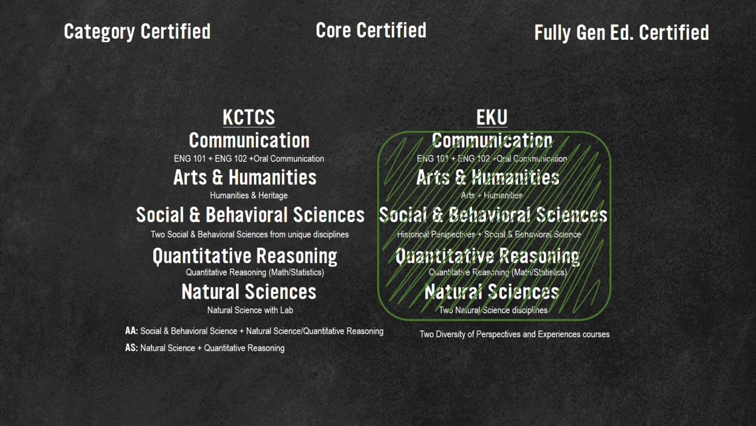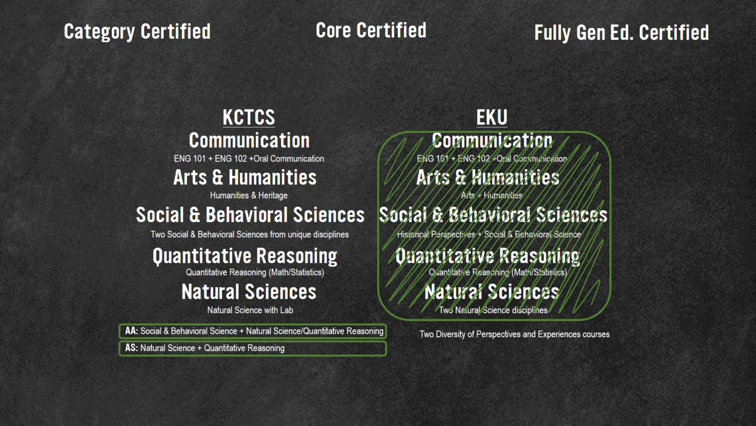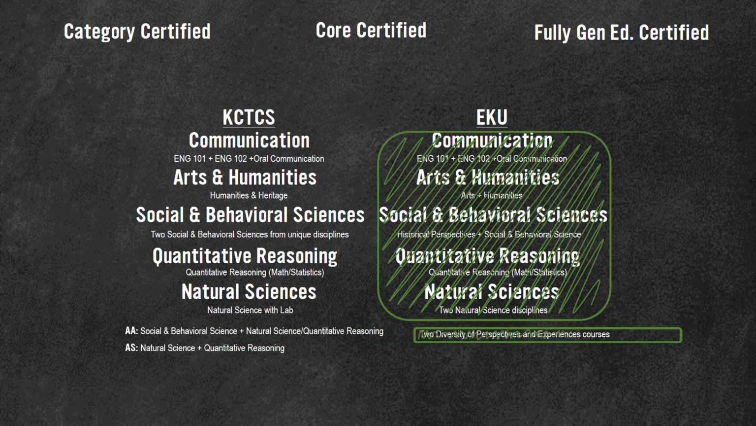At most universities, however, these additional requirements usually involve diversity or foreign languages. EKU's additional requirement is 2 courses in diversity of perspectives and experiences. Completing these additional requirements and earning a full general education certification will overwrite any additional general education requirements at your transfer institution.